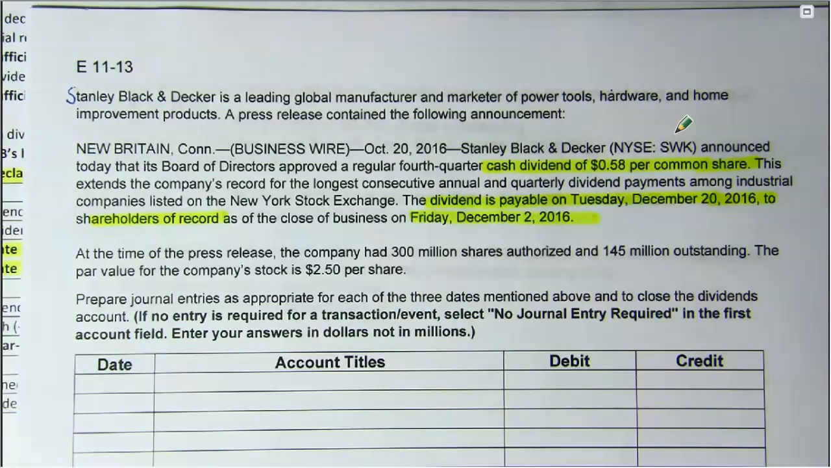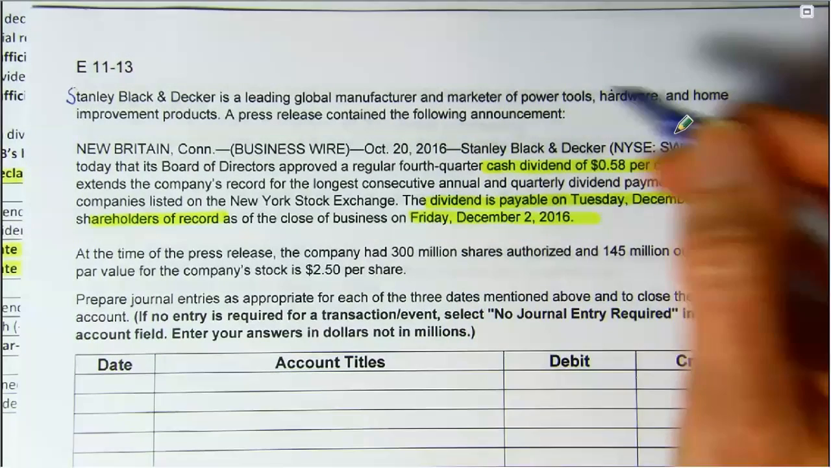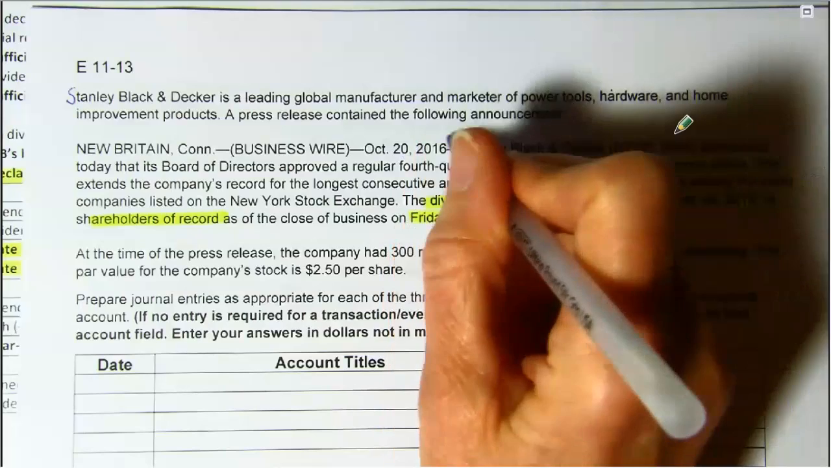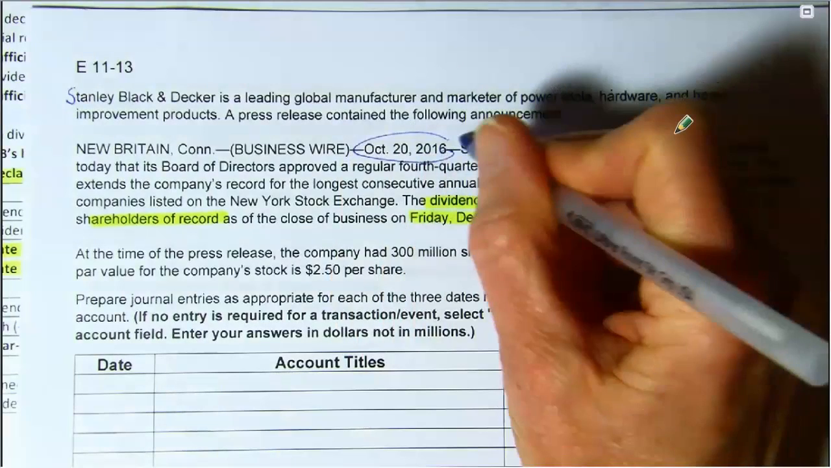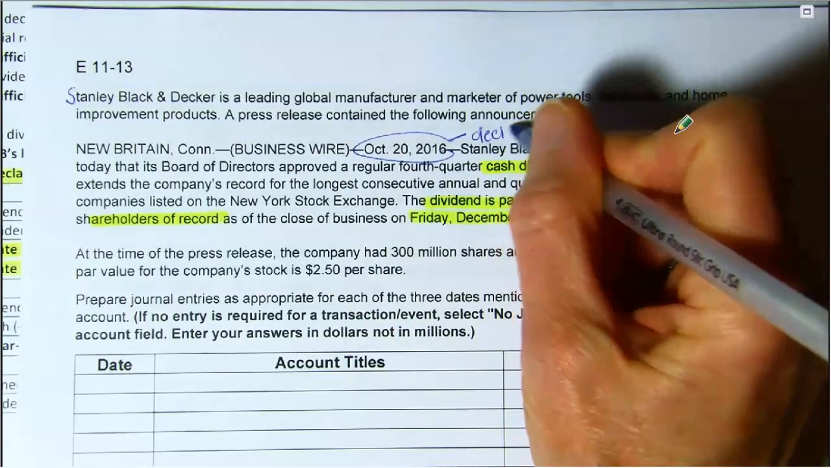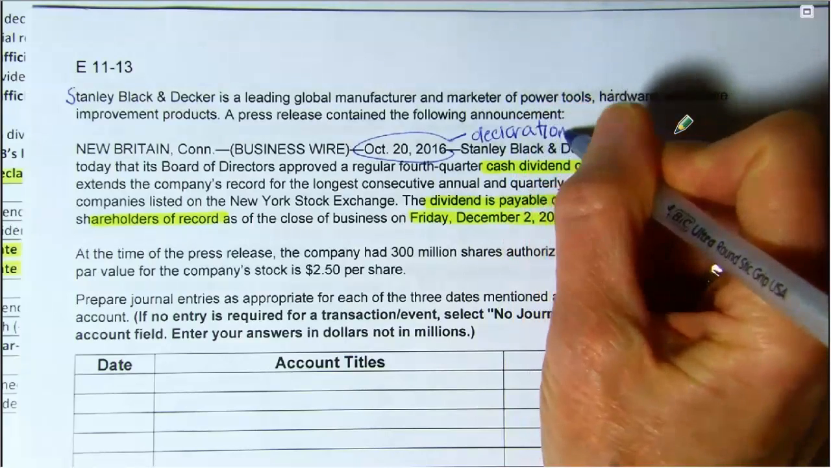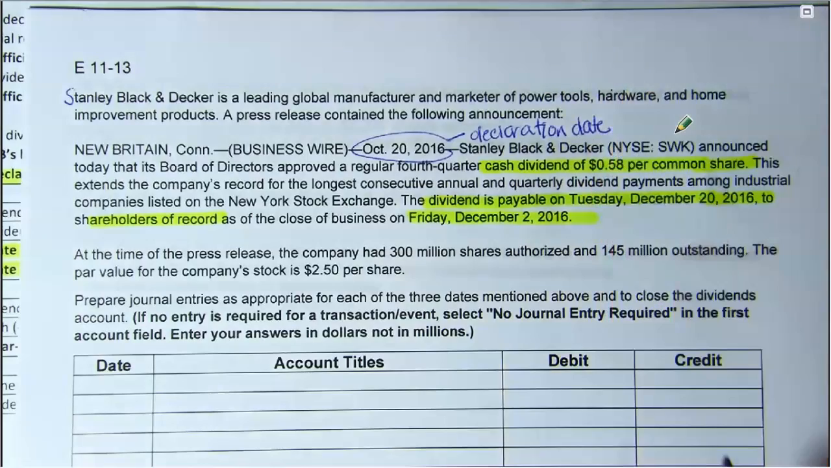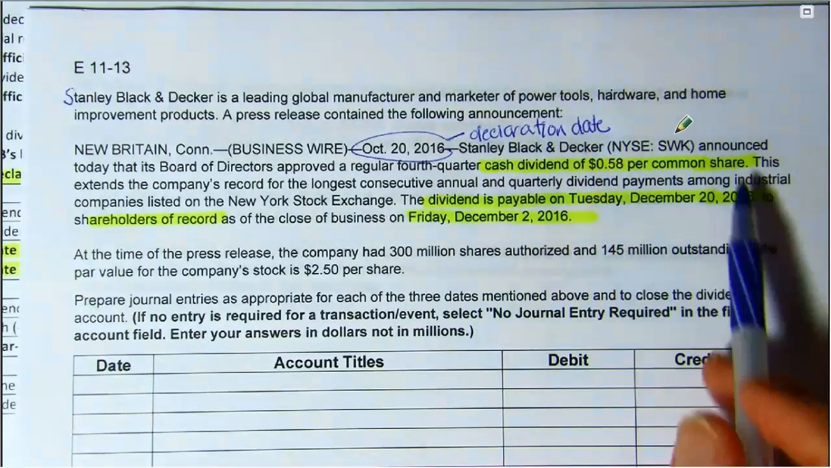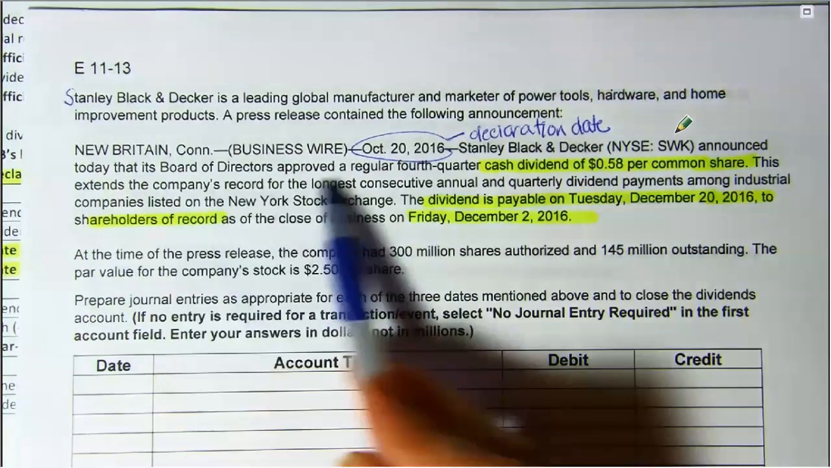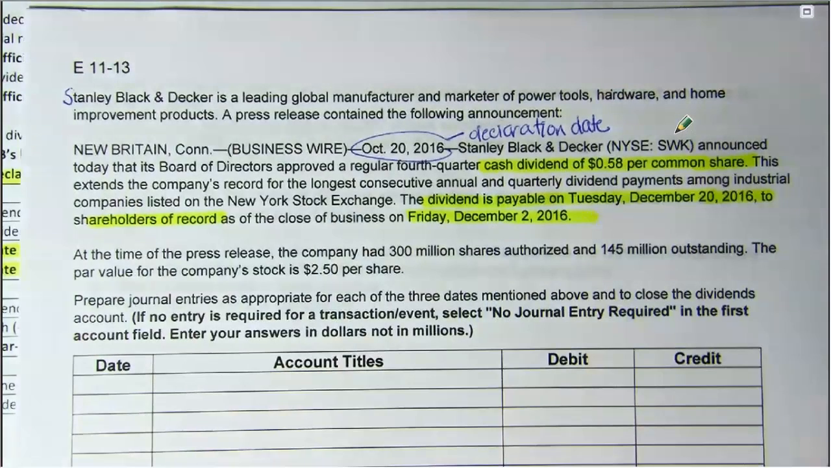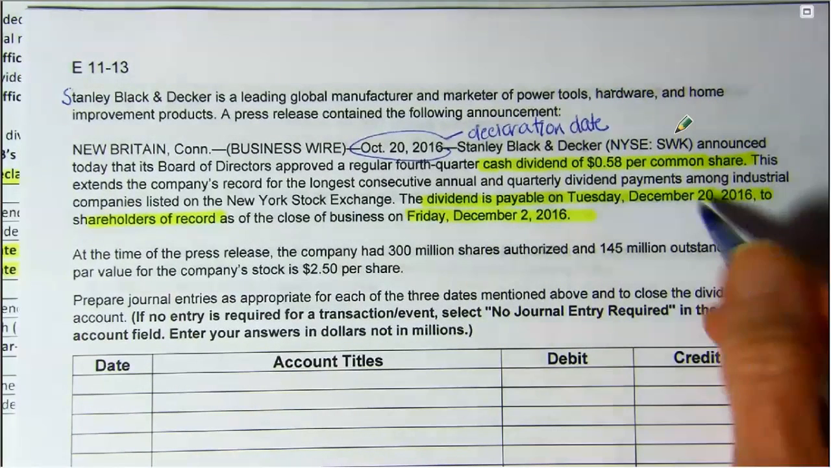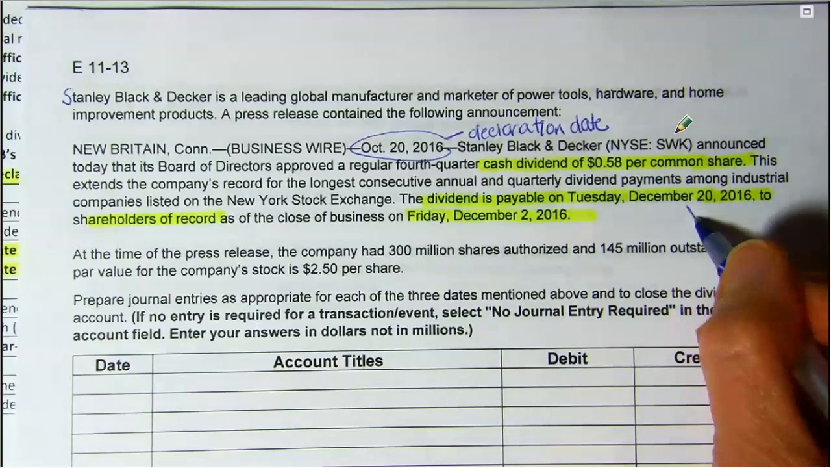So those are our 3 dates. So October 20th, that's our declaration date. That's the day the board of directors of Stanley Black & Decker said they were going to issue the dividend. And they announced today they approved the regular fourth quarter dividend. The payable date is the date of payment.